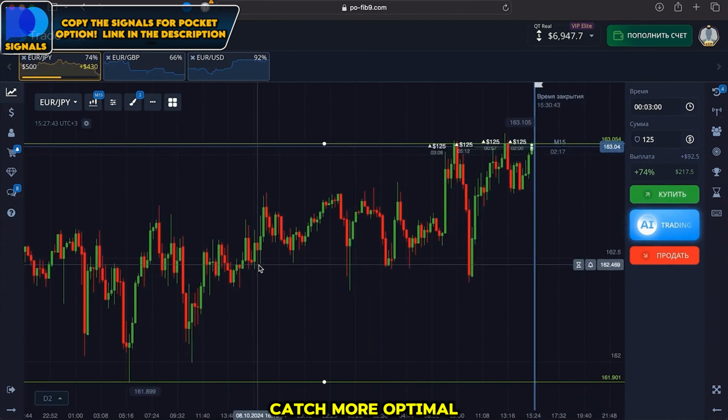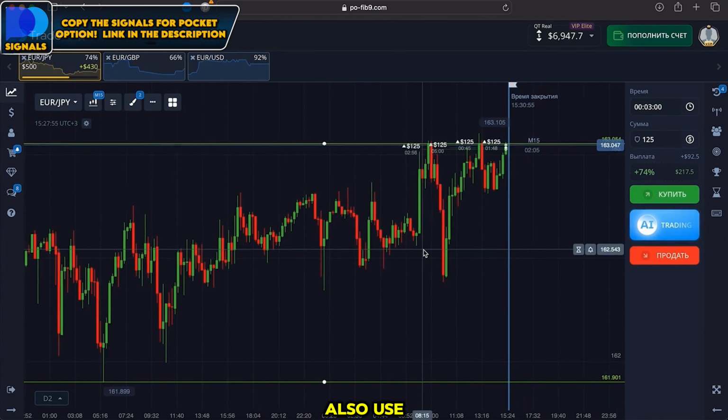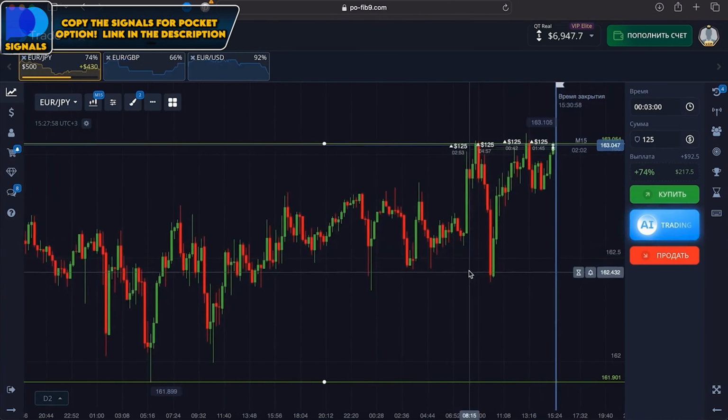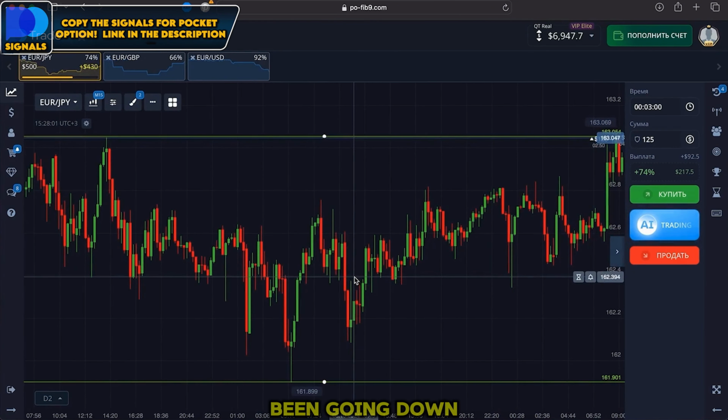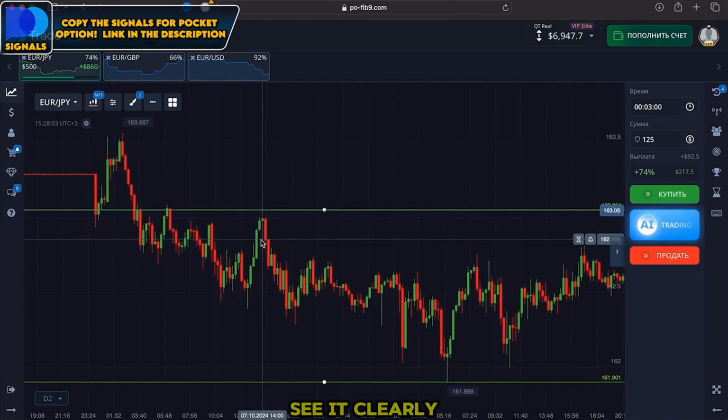So I'm trying to catch more optimal moments in the market and make a profit from that. Although you can indeed calmly wait out this whole moment, I still want to try trading here and have found a good moment that you can also use. The trend has been going down all week, so you can see it clearly.